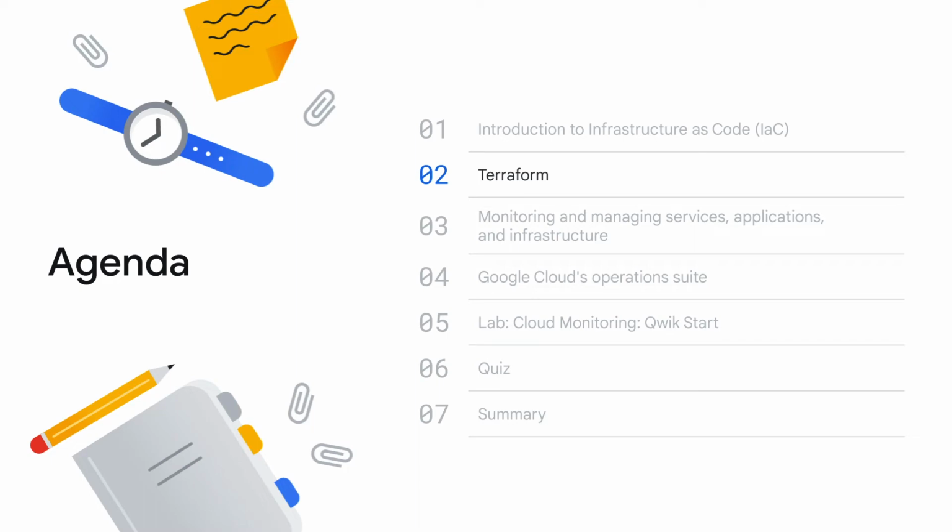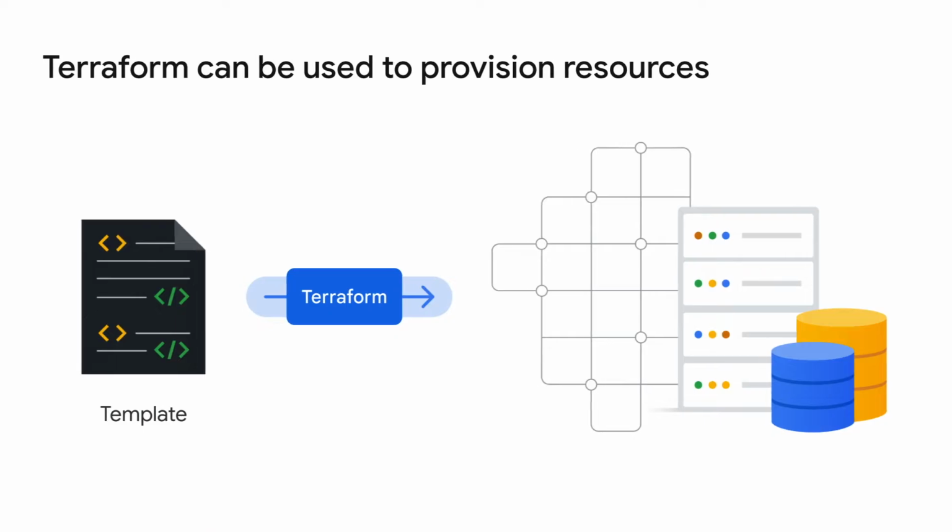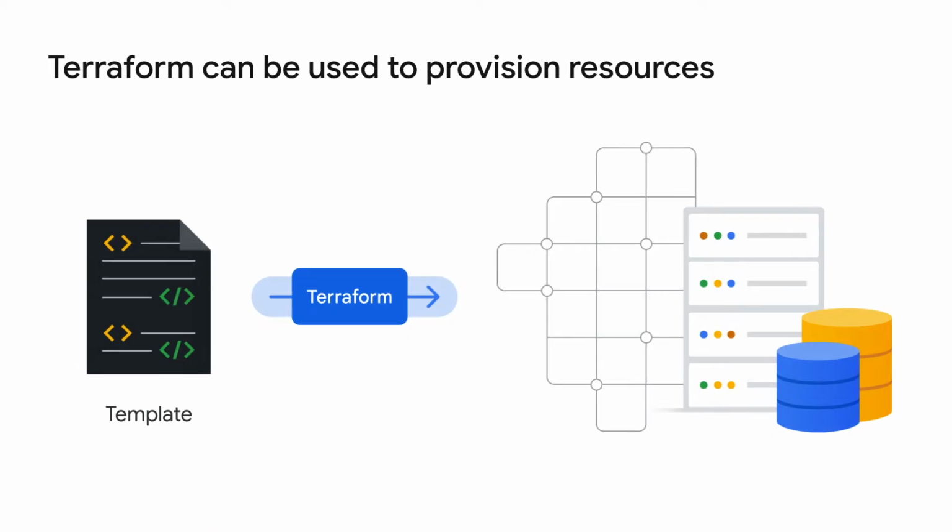Now let's explore Terraform, an open-source infrastructure as code tool. You saw in the last section how manually creating an environment in Google Cloud can be a labor-intensive task, and how using a template can make the process more efficient. Terraform is an open-source tool that lets you use templates to provision Google Cloud resources.